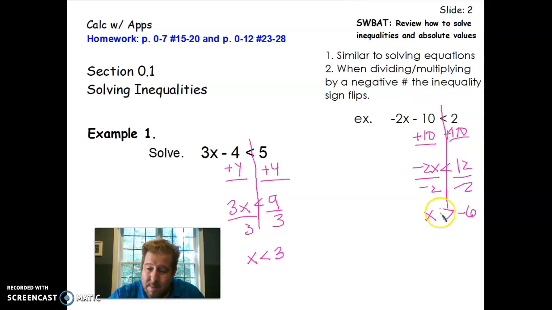So this time, there's an infinite amount of answers. Anything that's greater than negative 6, meaning like negative 5, negative 4, negative 3, or technically it could be negative 5.9. All of those are correct answers.